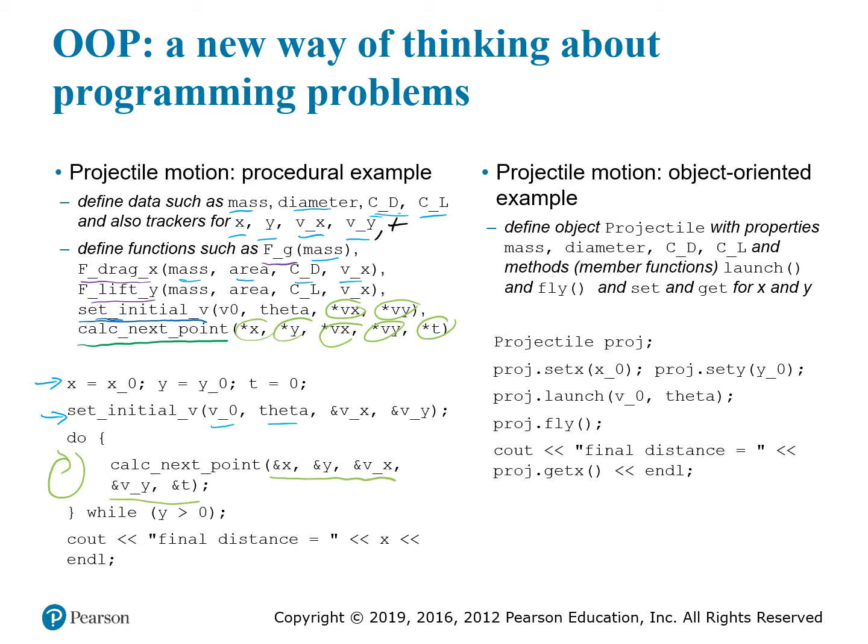And we're going to continue that while y is greater than 0. We're presuming that we're not launching it from down deep in the ground or something, right? So y should always be greater than 0 until, boom, it hits the ground at the end. And then at the very end, we can see our final distance equals, and we've been updating x constantly in this calc next point function. So x should now be the full distance that the projectile traveled.